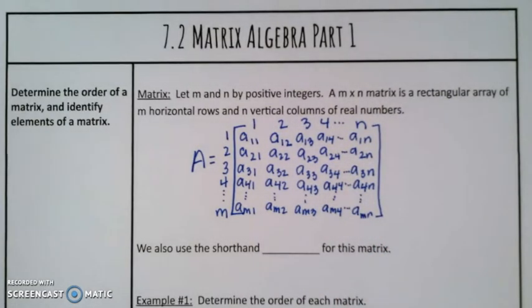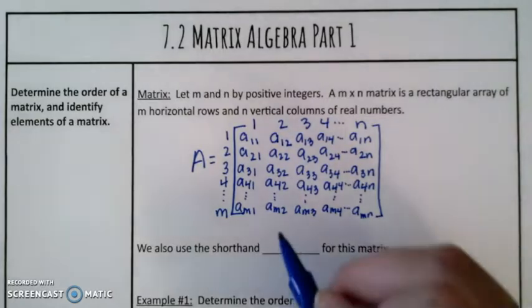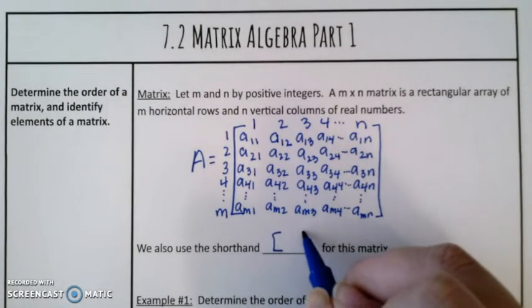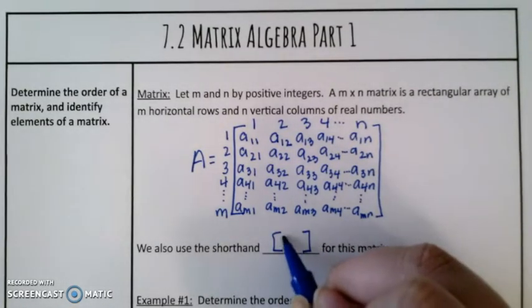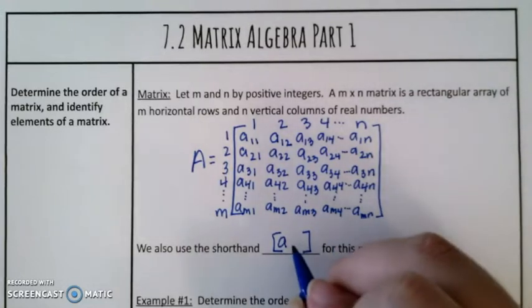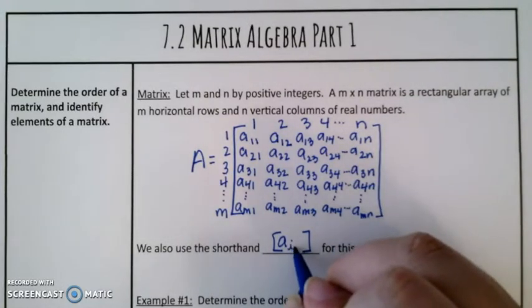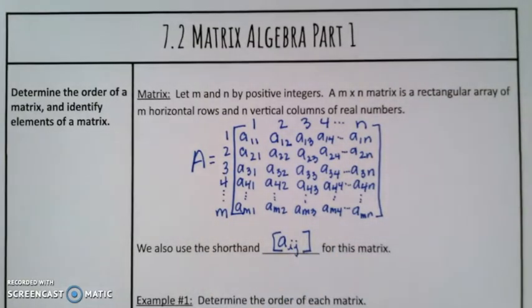Now, instead of writing this whole thing out every time we're talking about a theoretical matrix, so if we don't have the actual values for the matrix, then we would use the shorthand. The brackets indicate that it's a matrix. We would use our variable, in this case a, and then i represents the row and j represents the column. So a sub ij.